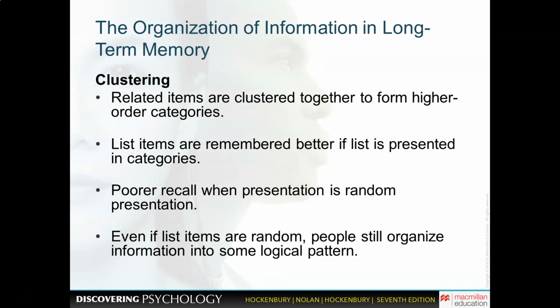So how do we organize information into our long-term memory? One method is what we know as clustering. That's basically when we put related items together, and we will actually practice those in the next slide here. So basically, if we're trying to memorize a long list of items, we cluster those into categories.